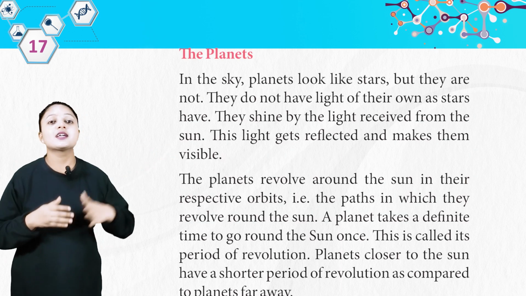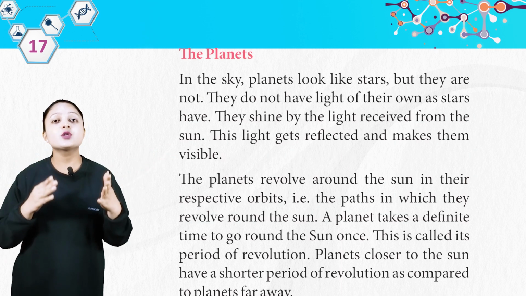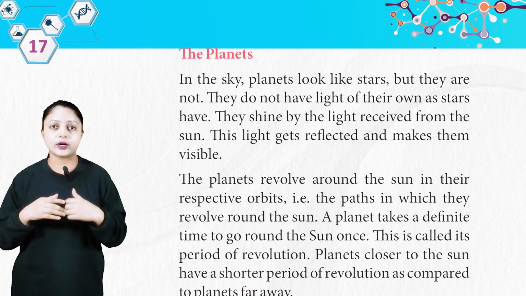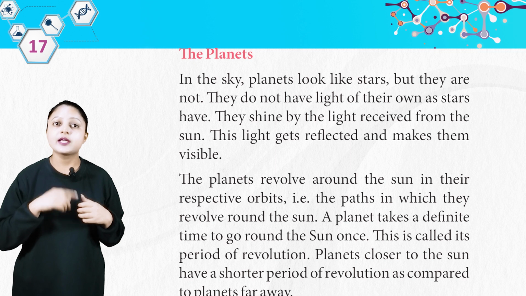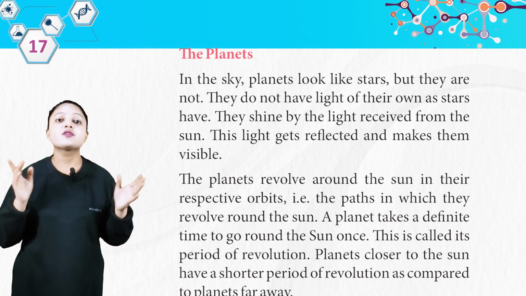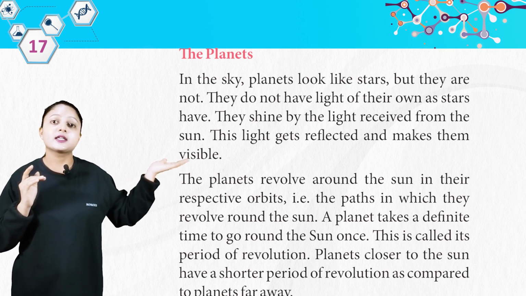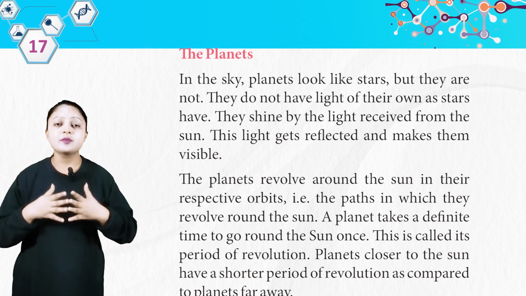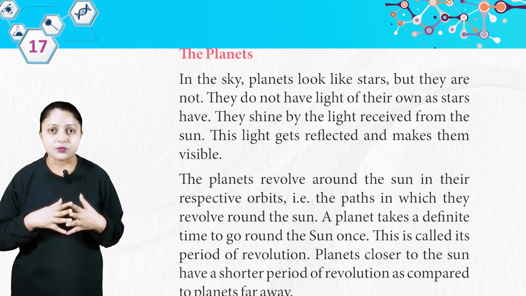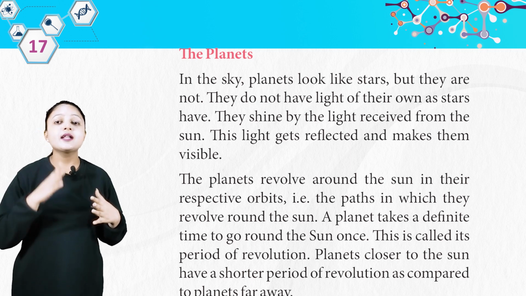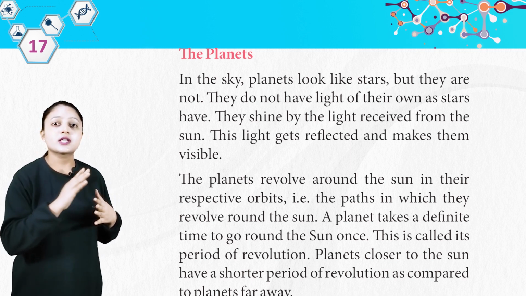The planets. In the sky, planets look like stars, but they are not. They do not have light of their own as stars have. They shine by the light received from the sun. This light gets reflected and makes them visible. The planets revolve around the sun in their respective orbits, that is, the paths in which they revolve around the sun.